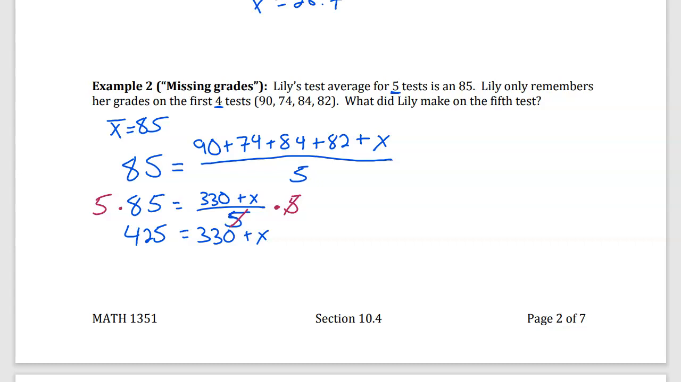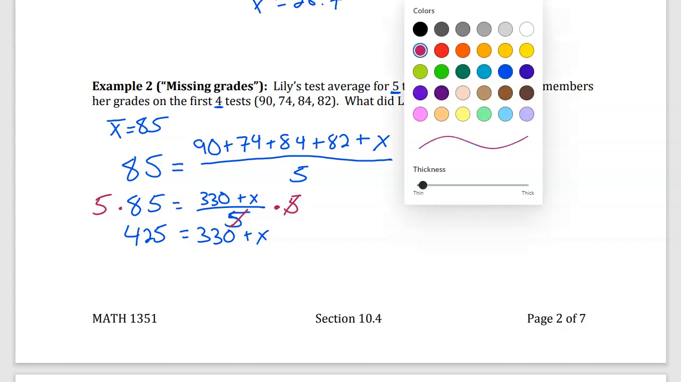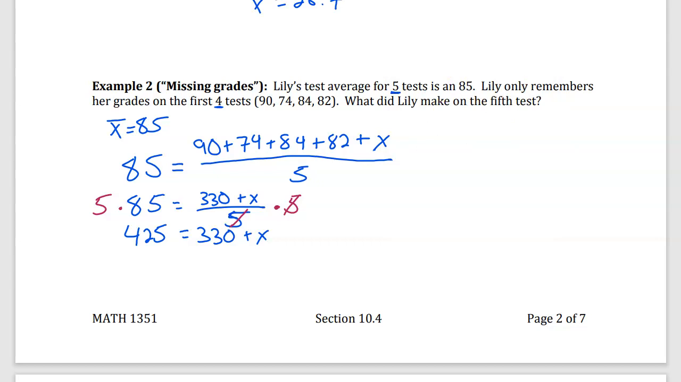In order to find out what that 5th test is, these are added, so I will subtract 330 from both sides. And when I do that, 425 minus 330 will give me a 95. So Lily made a 95 on her 5th test.